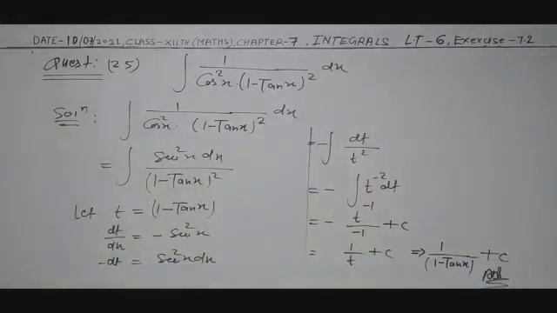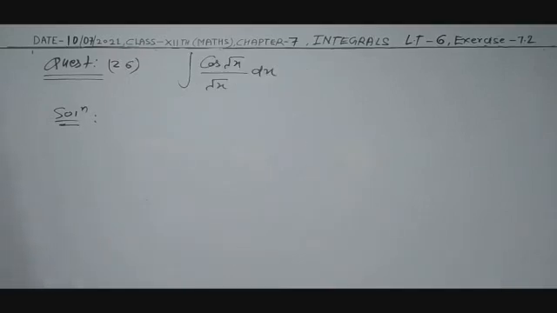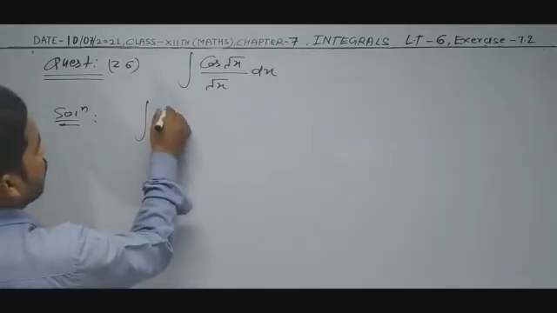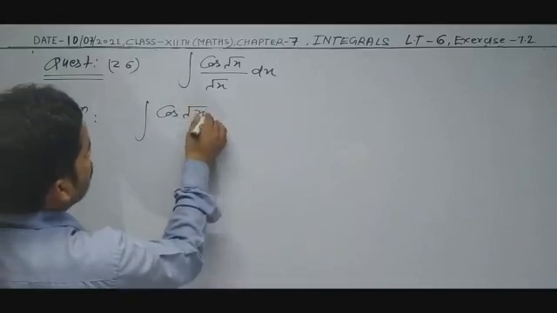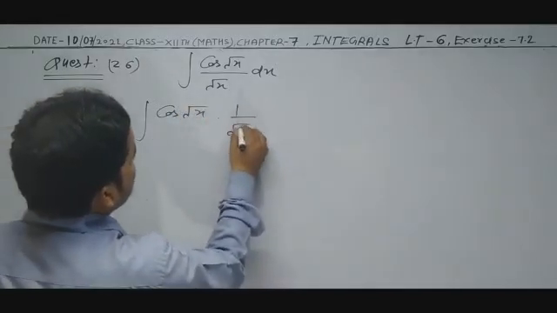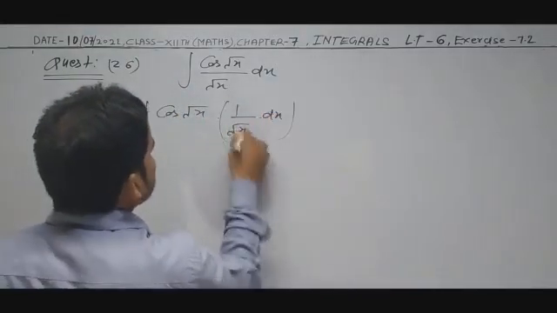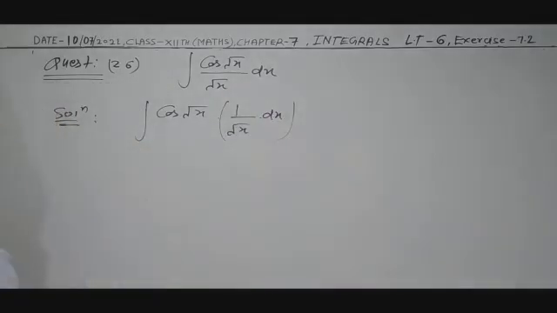Now see. Now come to the next question. Question number 26. Question number 26 is integration over cos of root x whole upon root x dx. So write the integral part, cos of root x into 1 upon root x dx. You can write this expression which is given.